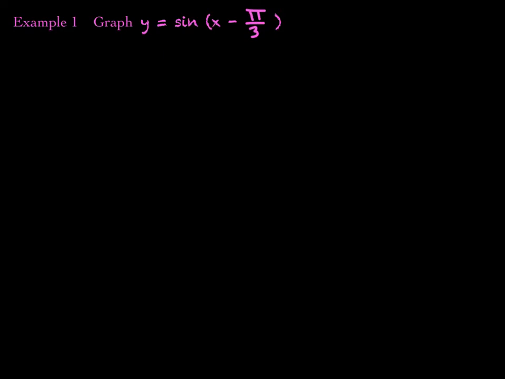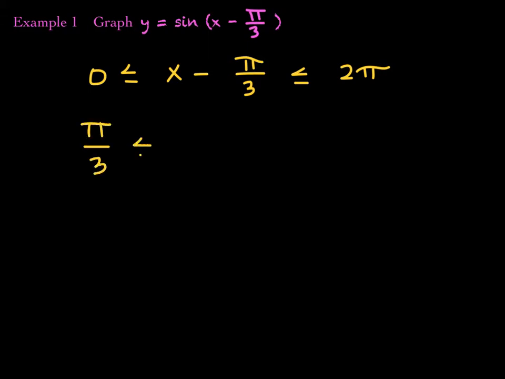So because of that, we set up a three-part inequality and we solve for x. We basically just take the argument and create this three-part inequality between 0 and 2 pi, and we will solve for x. We'll isolate x by adding pi over 3 to 0 and to 2 pi. Now, when we add pi over 3 to 0, you just get pi over 3. And when you add pi over 3 to this expression in the middle, then the pi over 3's cancel. And then we have 2 pi plus pi over 3.